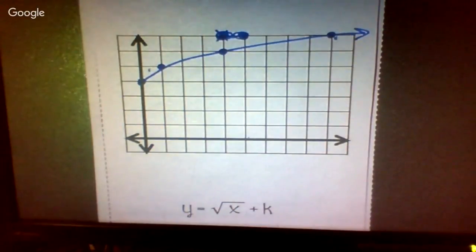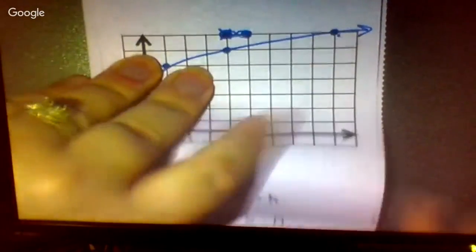Okay. The last transformation that we need to talk about is what happens when I add or subtract something on the inside with my x. So if I have x minus 3, which way do you think that's going to shift my graph? It's with your x, so it's going to move something in your x direction. Left. Wrong.